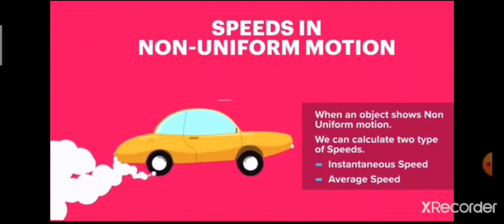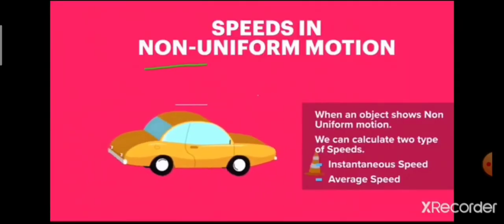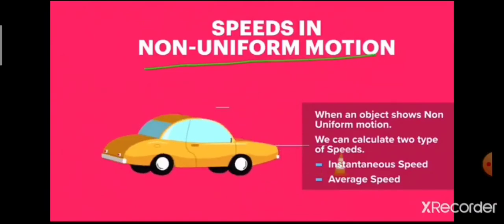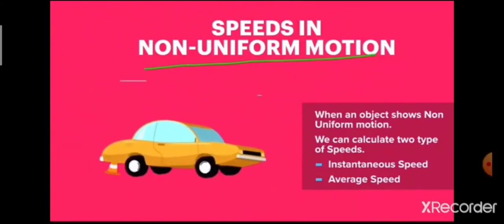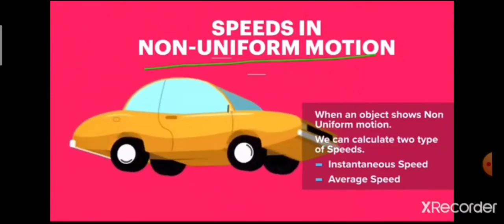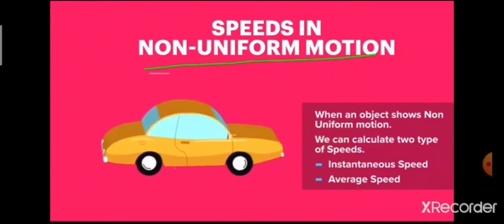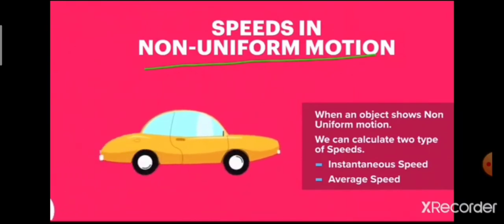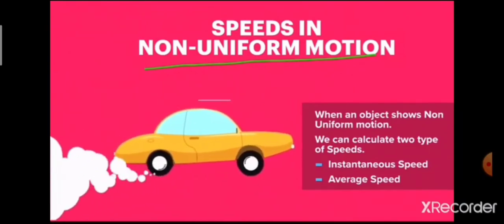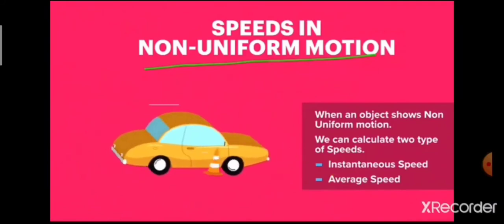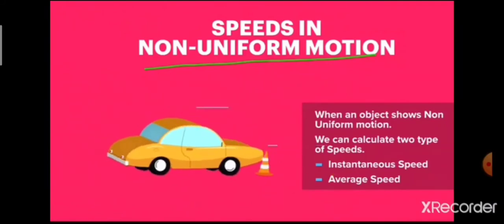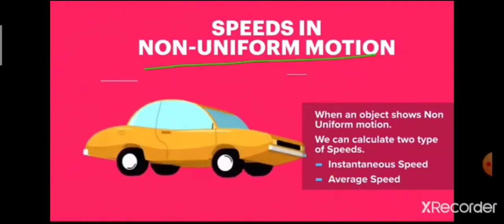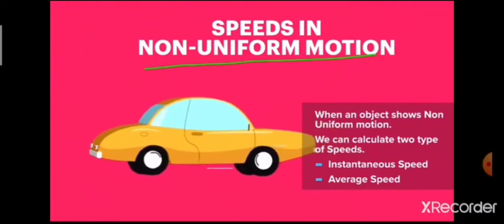So how do we calculate the speed in non-uniform motion? There are two formulas. When an object shows non-uniform motion, there are two types of speed which we can calculate. The first one is instantaneous speed and the second one is average speed. So the first one is instantaneous speed.